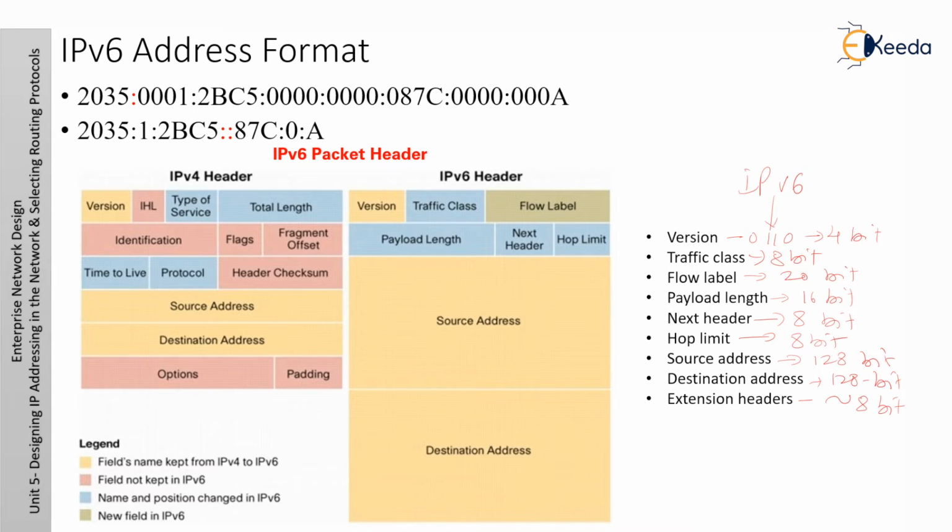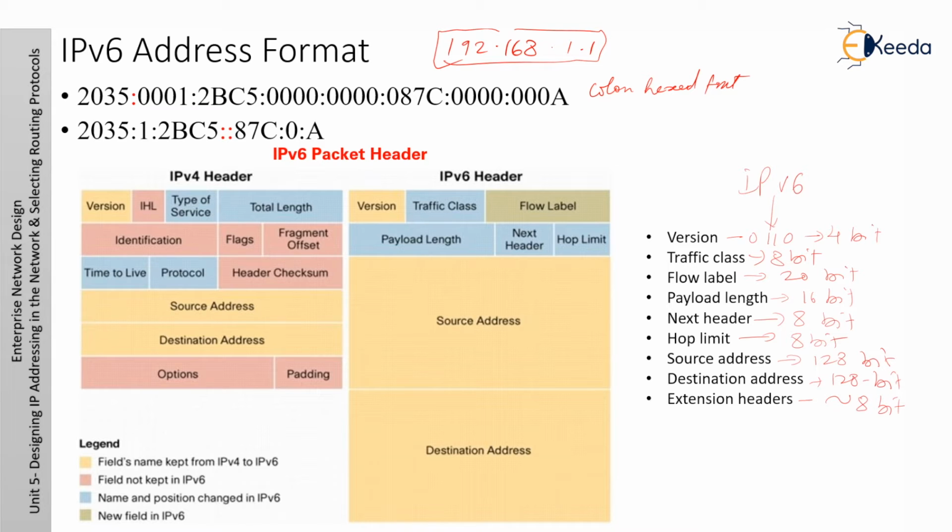IP version 6 address format. Rather than using dotted decimal format, IP version 6 addresses are written as hexadecimal numbers with a colon between each set of 4 hexadecimal digits, which is 16 bit. We like to call this colon hex format. The IP version 4 notation like 192.168.1.1 is known as dot separated notation, and this is colon hex format.